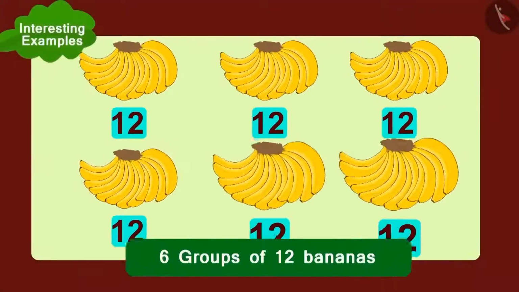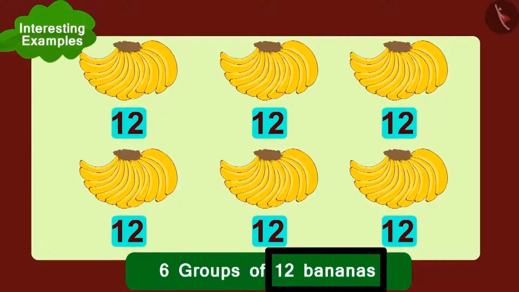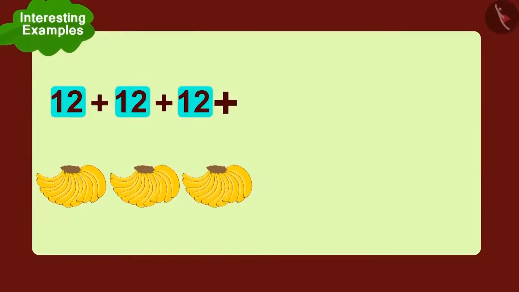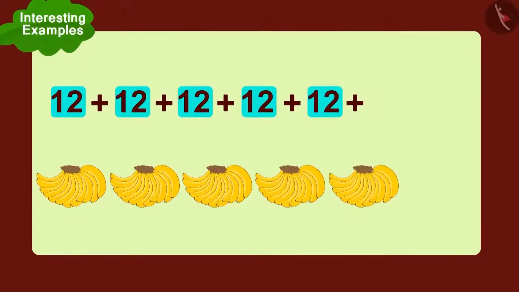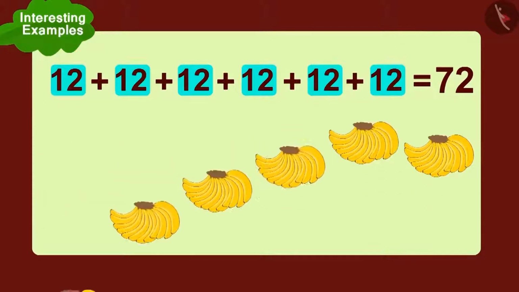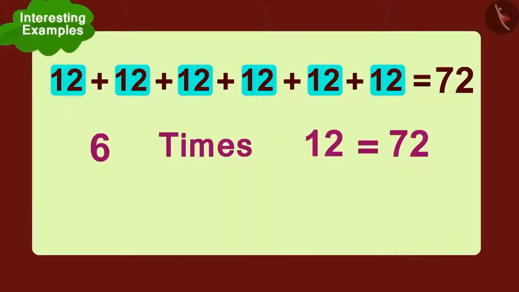Golu had arranged 6 groups of 12 bananas each in this way. Children, can you write the number of bananas Golu had in the form of multiplication? 12 added to 12, again add 12, again add 12, again add 12, and finally add one more 12. How much is that? 72. Can you write this in another way? 6 times 12, or 6 multiplied with 12.